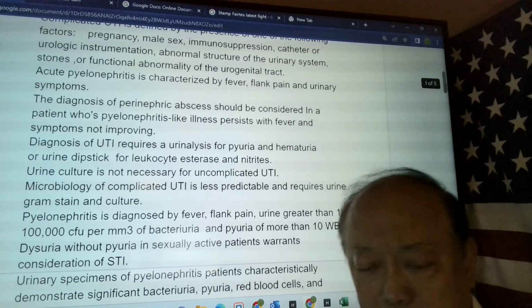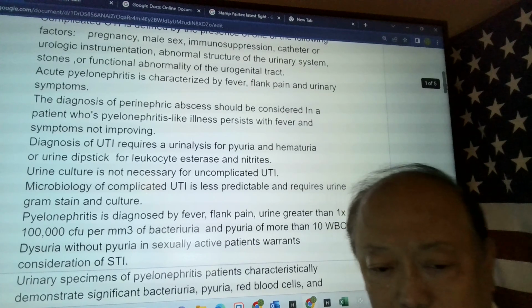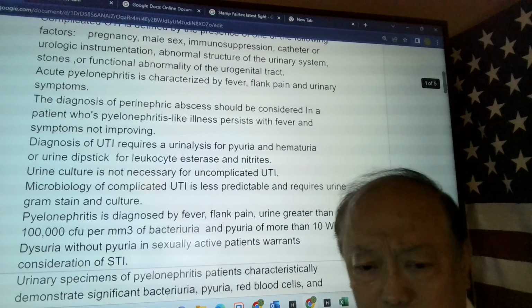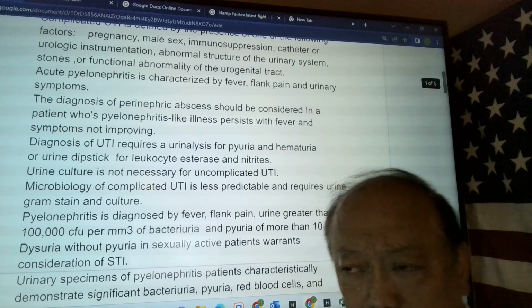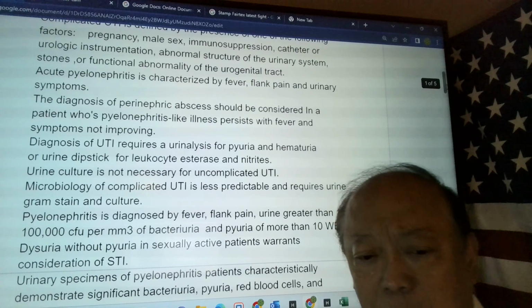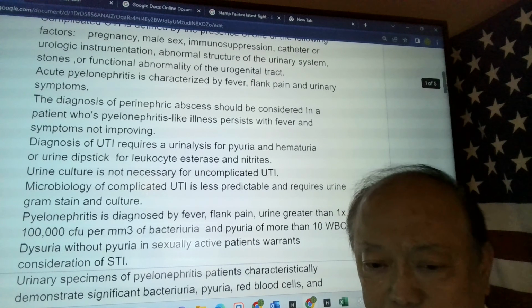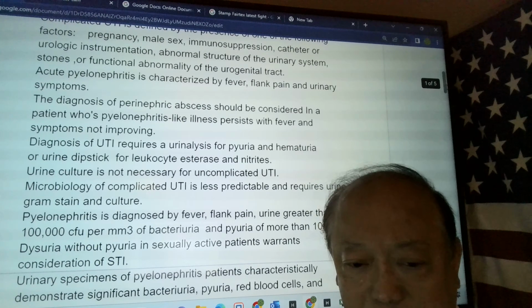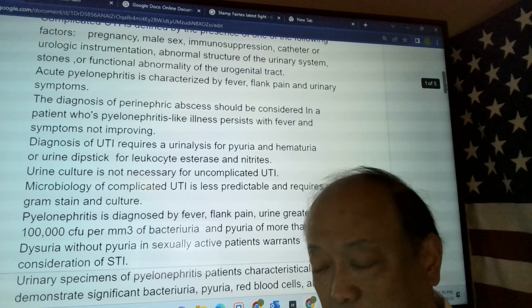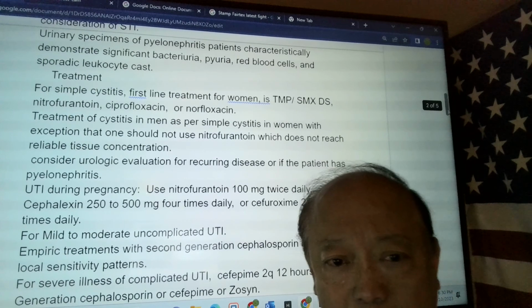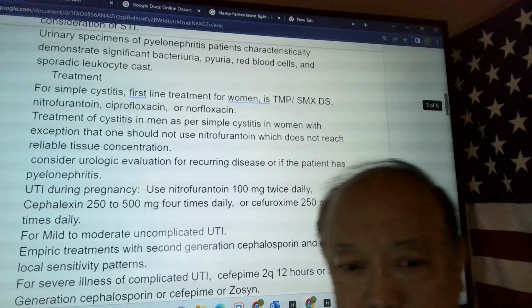Dysuria without pyuria in a sexually active patient should warrant consideration of STI. So you see a lot of white blood cells, but no bacteria. Then you wonder if the infection really is in the bladder. Urinary specimens of pyelonephritis patients characteristically demonstrate significant bacteriuria, pyuria, red cells, and sporadic leukocyte casts.